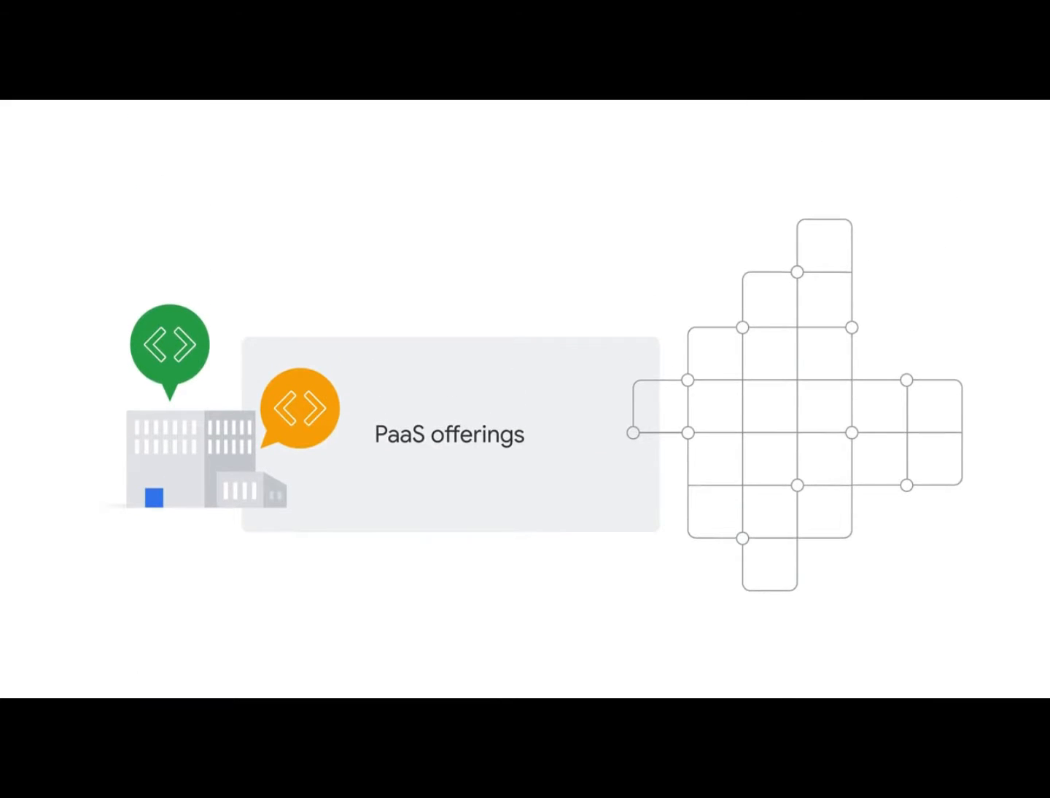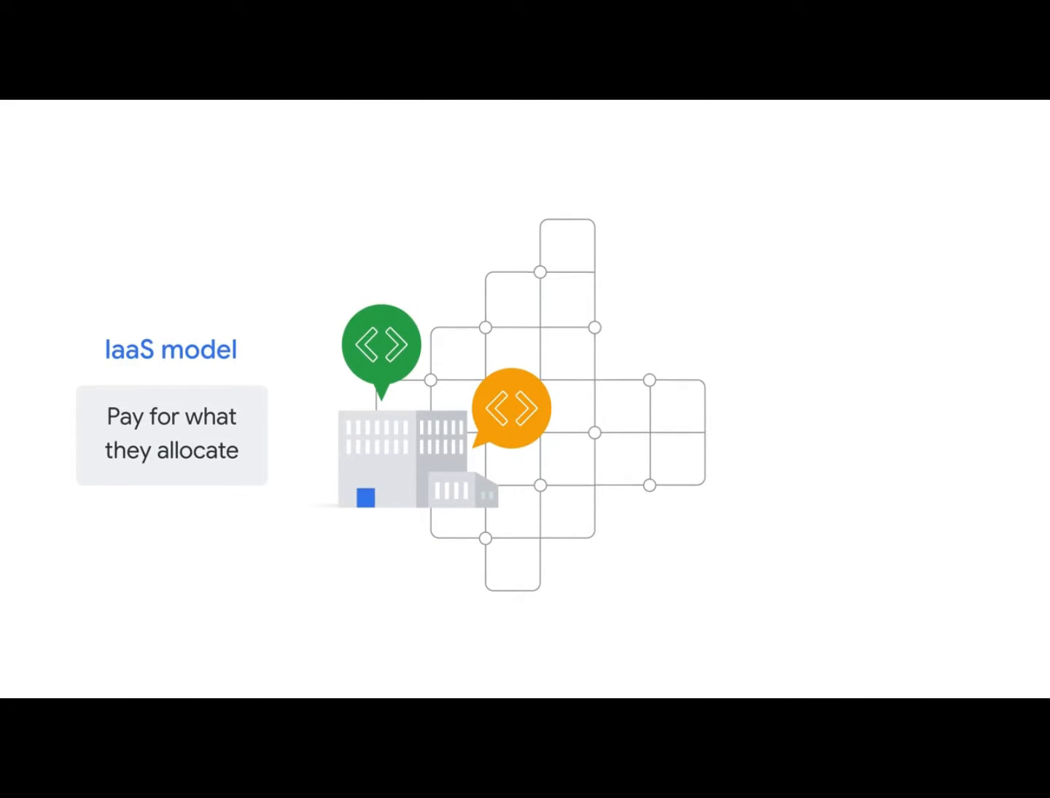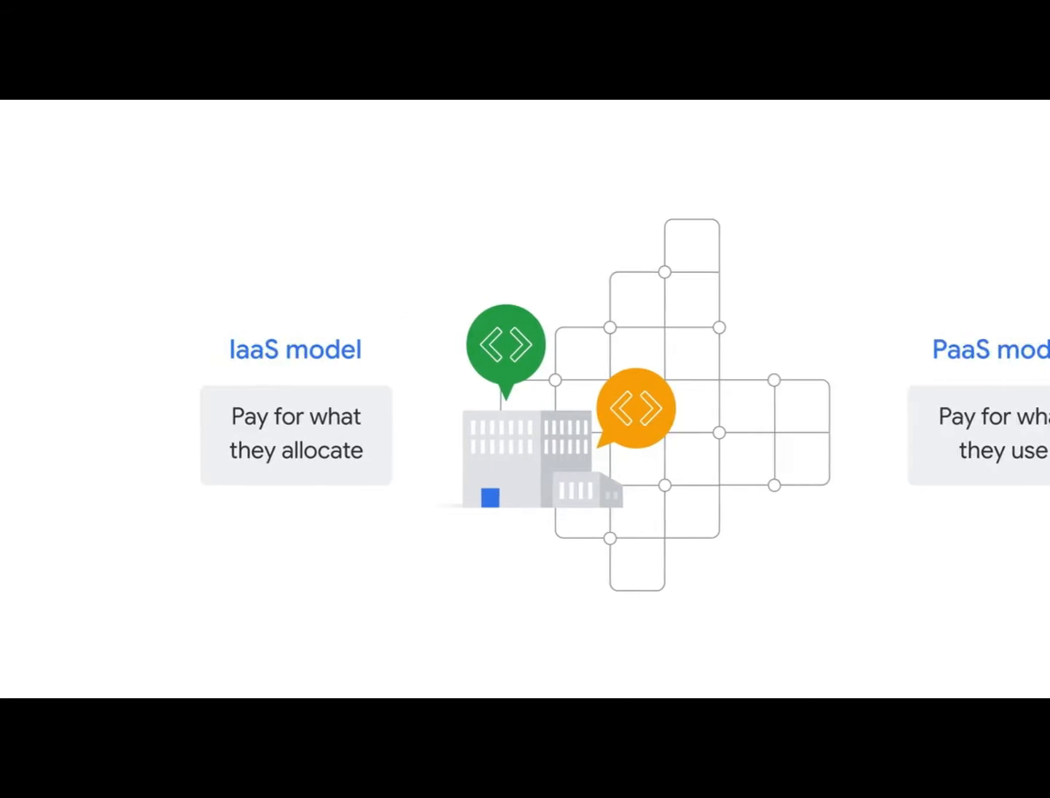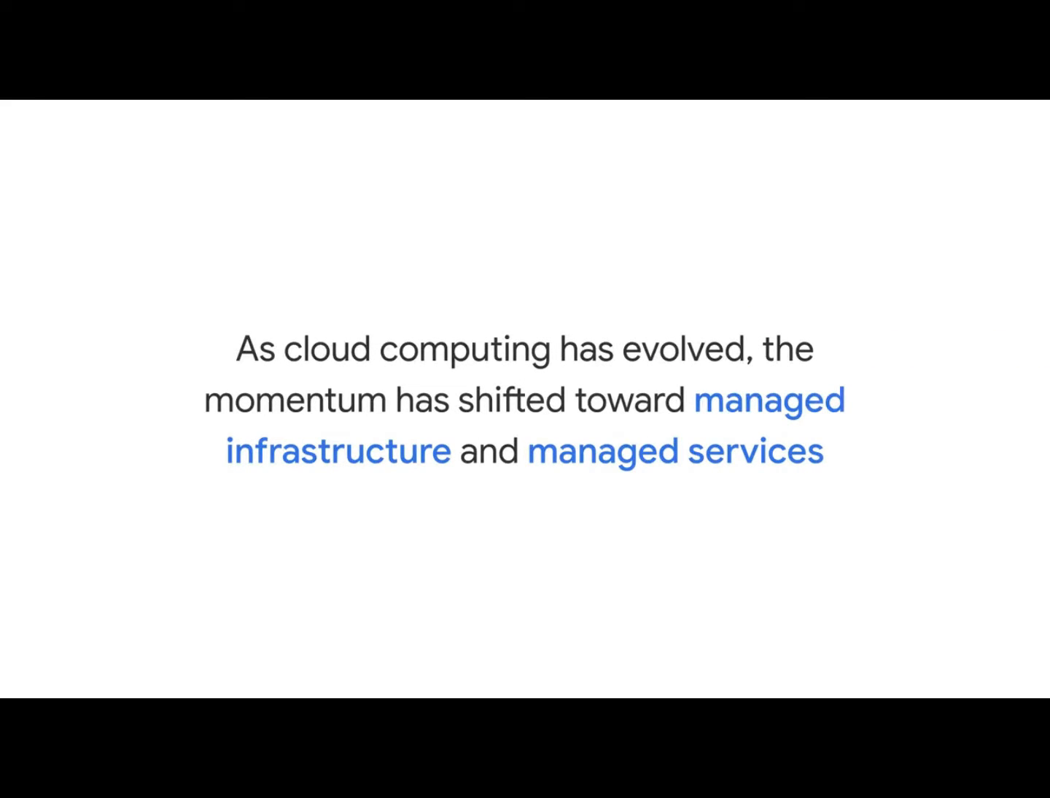PaaS offerings, in contrast, bind code to libraries that provide access to the infrastructure that the application needs. This allows more resources to be focused on application logic. In the IaaS model, customers pay for the resources they allocate ahead of time. In the PaaS model, customers pay for the resources they actually use. As cloud computing has evolved, the momentum has shifted toward managed infrastructure and managed services.